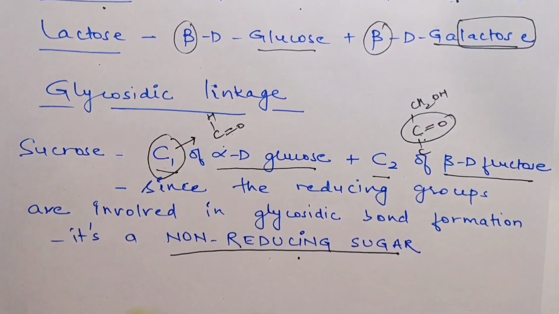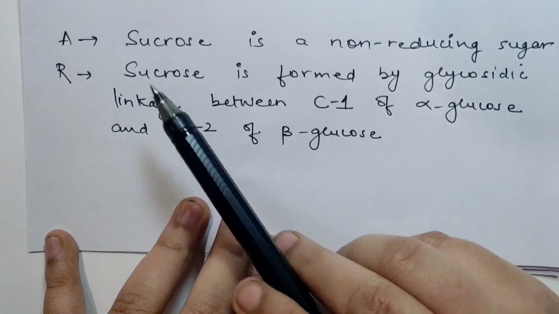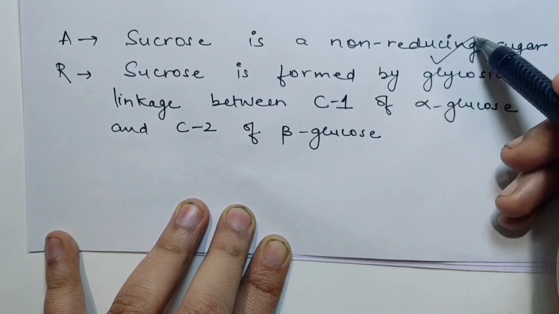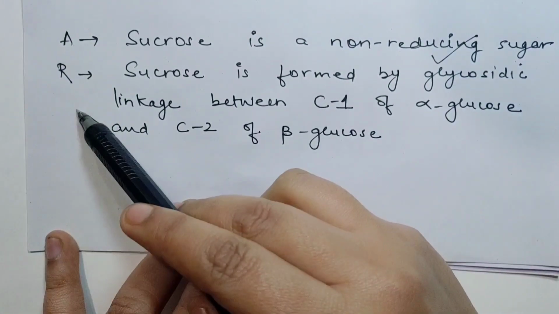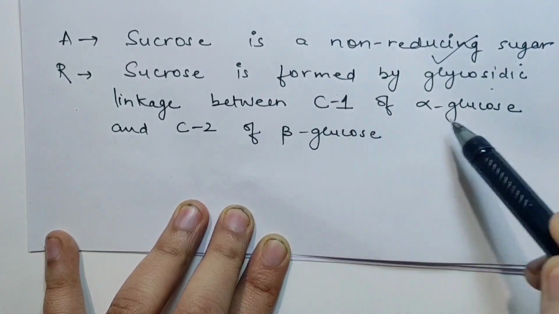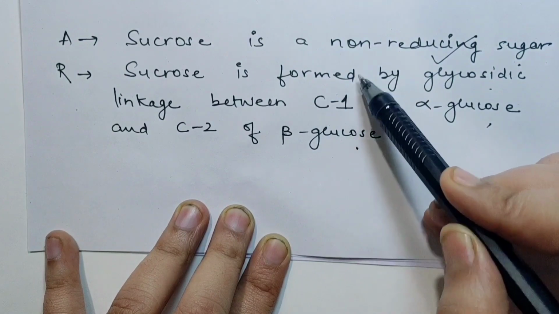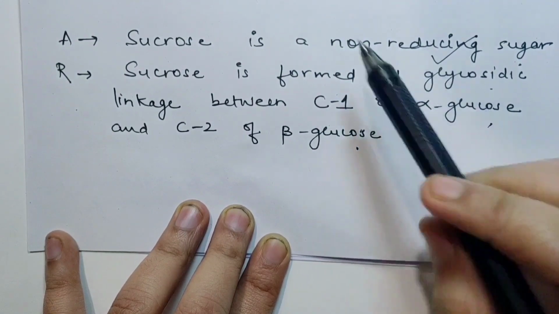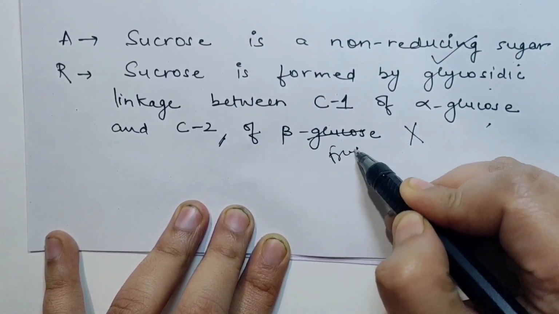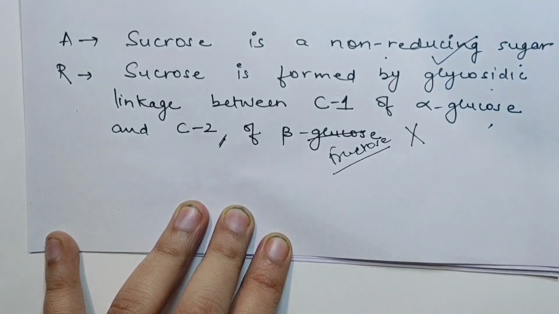Now, let's talk about this assertion reason problem. Assertion: sucrose is a non-reducing sugar. It's true, sucrose is a non-reducing sugar. Reason: sucrose is formed by glycosidic linkage between C1 of alpha glucose and C2 of beta glucose. Reason is false because till here it's right, but after that it's beta fructose. So your answer is, assertion is right, reason is wrong.